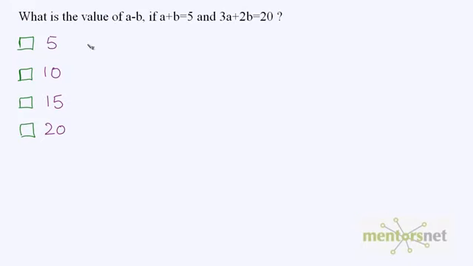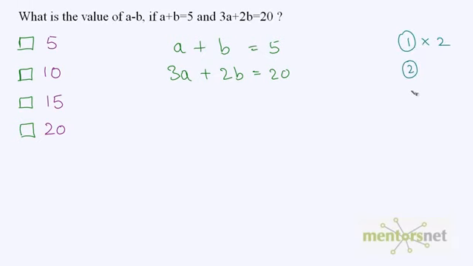Let's move on to the next question. What is the value of a minus b if you have been given these two equations? Now let us again write those equations. Now let's say you have to cancel out this variable b. To do that, you'll have to multiply equation 1 by 2. So equation 1 times 2, and you have to subtract equation 2 from equation 1. So let us do that.